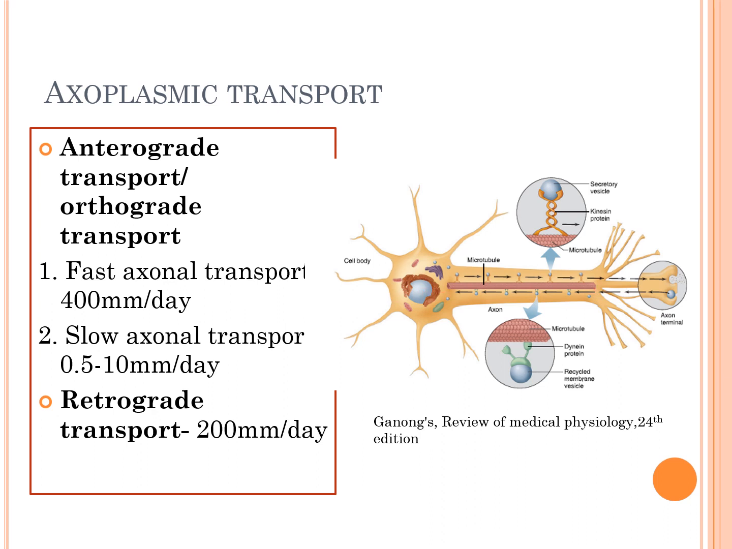So the speed of retrograde transport is 200 millimeters per day. Fast axoplasmic transport is 400 millimeters per day. Slow axonal transport is 0.5 to 10 millimeters per day, and in the case of retrograde transport, it is 200 millimeters per day.